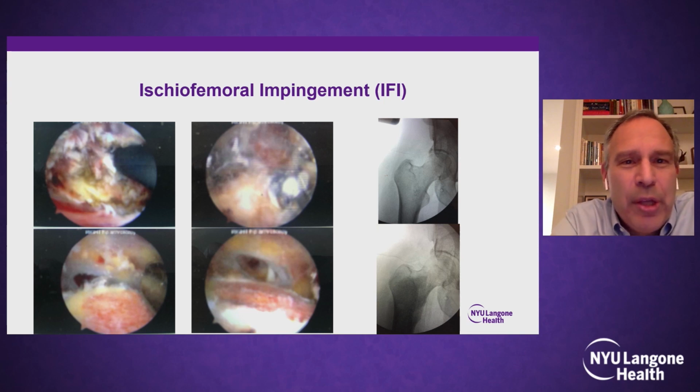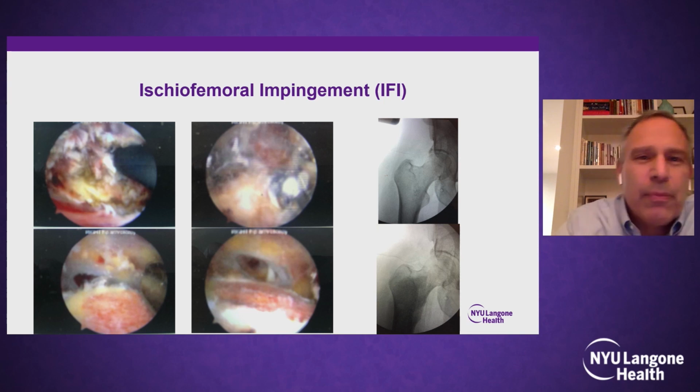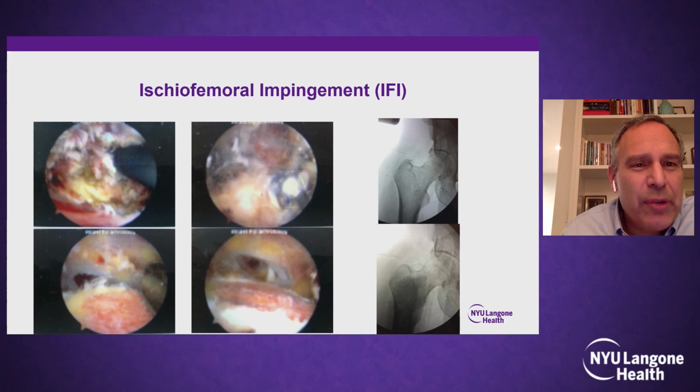So ischiofemoral impingement, here on the right, it's before and after. And then this is just a little resection or lift off of the iliopsoas and then shaving down of the lesser trochanter.